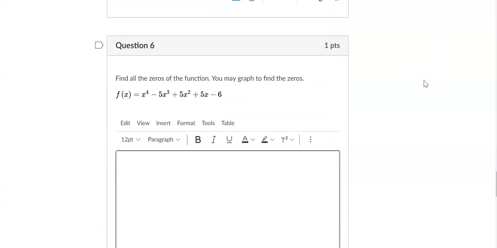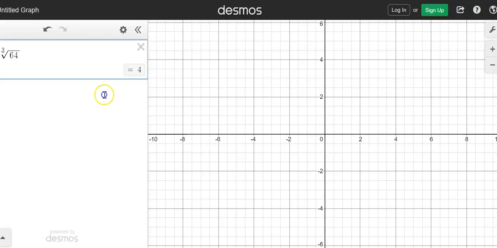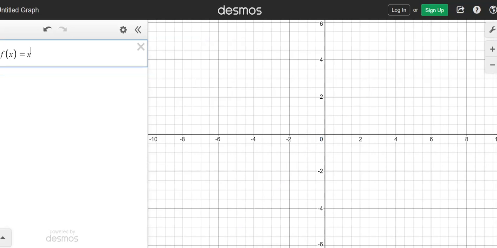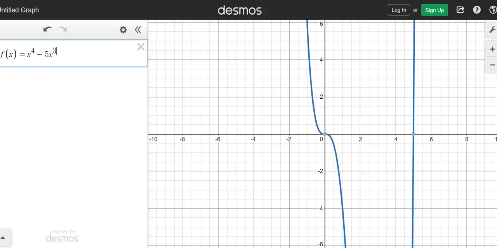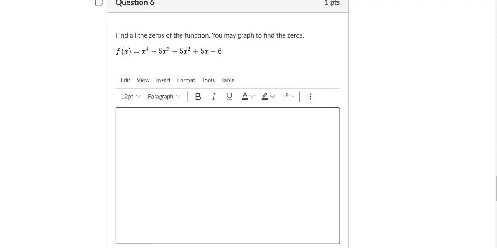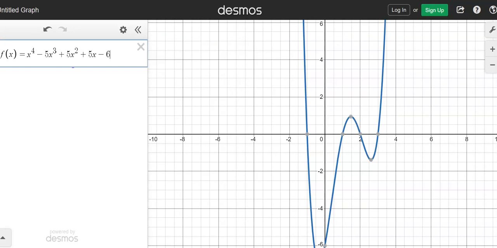Okay. Next question wants me to find all the zeros of the function. It says I can graph it to find the zeros. So I am going to go ahead and type this into Desmos. I have f of x equals x to the 4th minus 5x cubed plus 5x squared, plus 5x plus 6. Okay, so this is what the graph looks like.